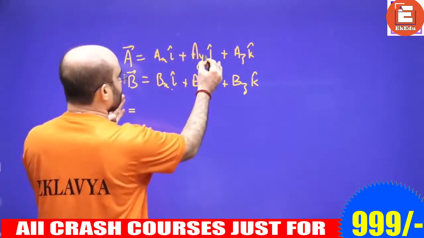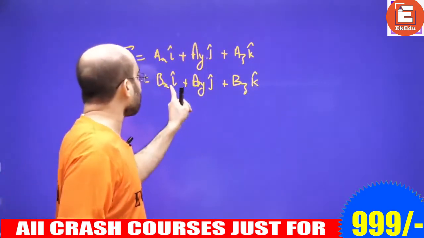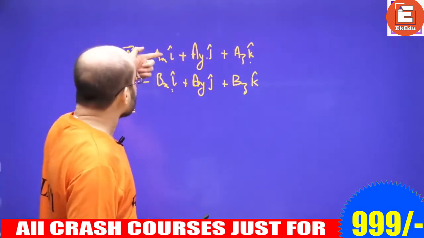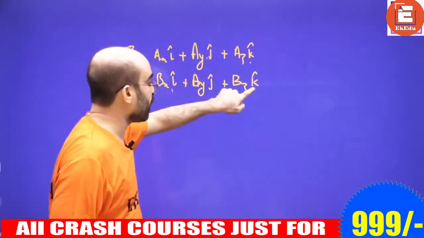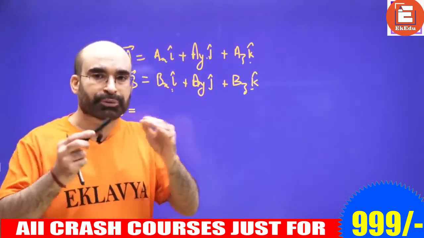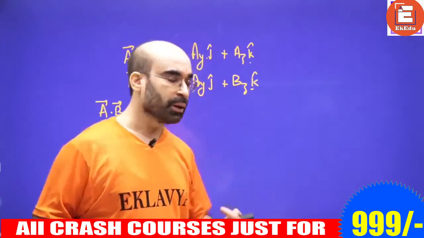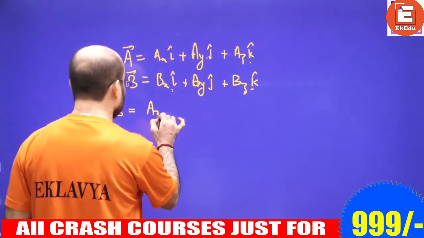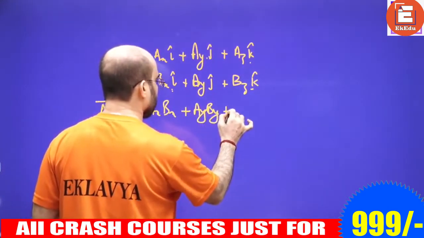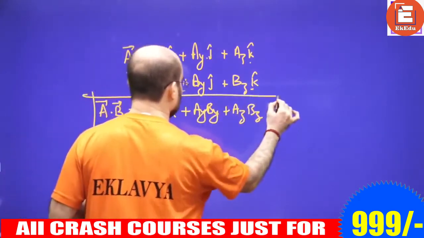Out of 9 terms, 6 terms would have this form. Now I dot J will be 0. I dot K will be 0, right? Similarly, J dot K is also 0. So out of 9 terms, only 3 terms will be possible. So simply you would say AX BX plus AY BY plus AZ BZ. So this we are going to get.